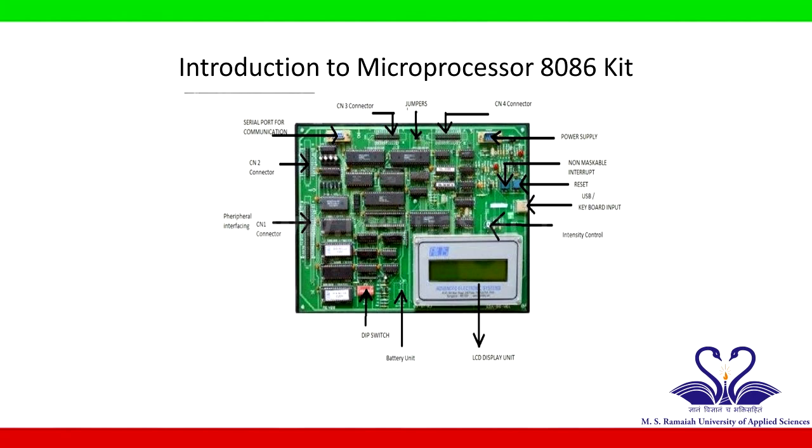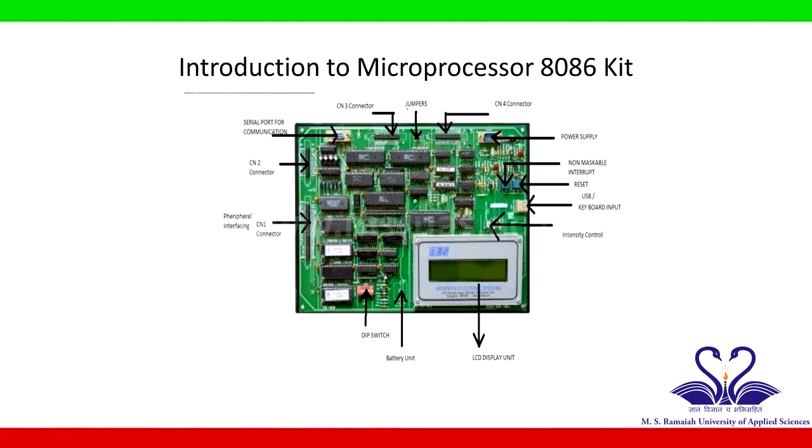The LCD display is used to display the operation status, memory contents, characters entered in the keyboard, various registers, etc. There is a small pot just above the LCD display which is used to vary the intensity of the LCD display. The USB connector is used to connect the keyboard to the 8086 kit.